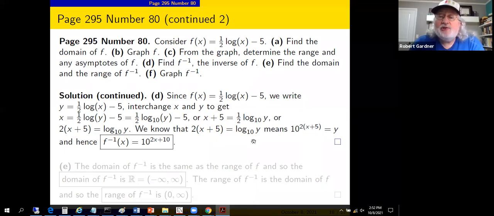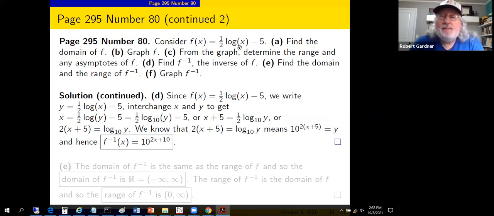Convert this log function into an exponential expression. We've got this equals log base a of that. That means the base to this, the left-hand side, equals what's inside the logarithm. y equals 10 to the 2(x plus 5). It's that a to the x equals y stuff that we had before, simply translating the log equation into an exponential equation. And we got y by itself, and we were trying to solve for y. So that gives the inverse function as 10 to the 2(x plus 5) power.